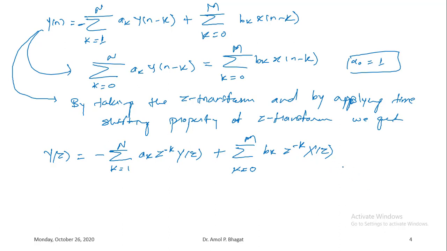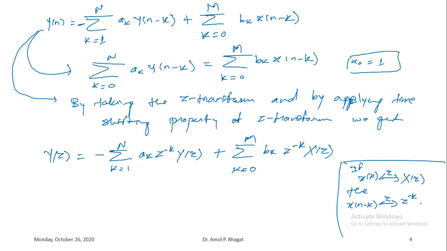This is as per what? Time shifting property, because as per time shifting property, if x of n has the Z transform X of Z, then the Z transform of x of n minus k will be what? Z to the power minus k X of Z, right. Let's recall the property of Z transform, that is time shifting property. So the Z transform of x of n minus k will be z to the power minus k X of z. So similarly y of n minus k will have the Z transform z to the power minus k Y of z, and x of n minus k will have the Z transform z to the power minus k X of z.